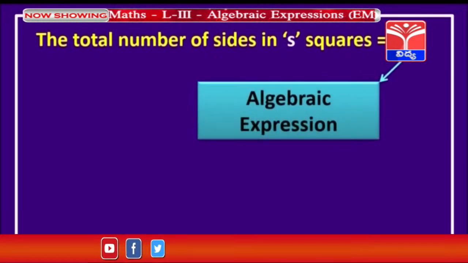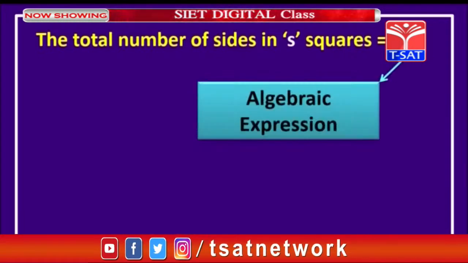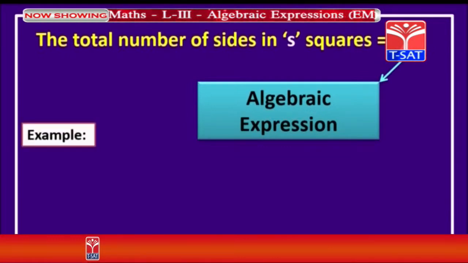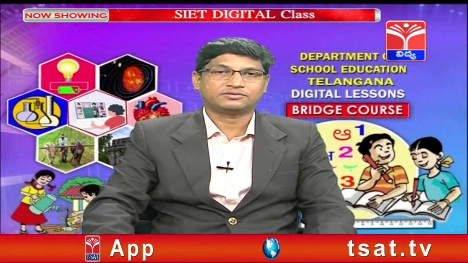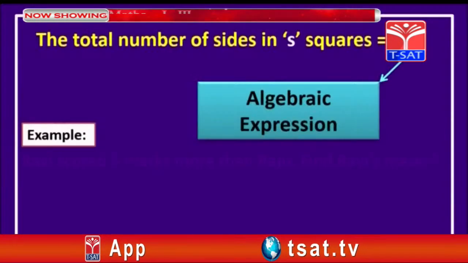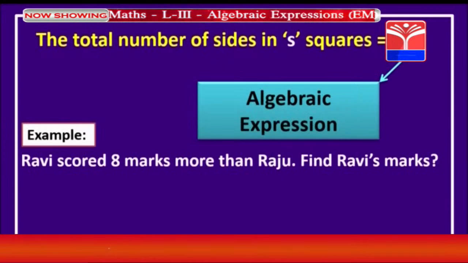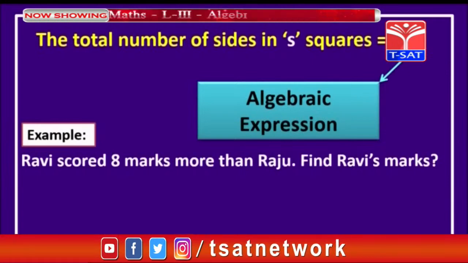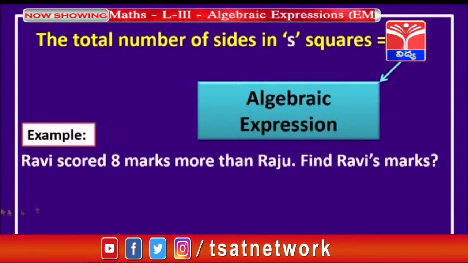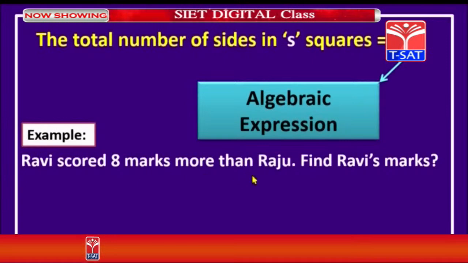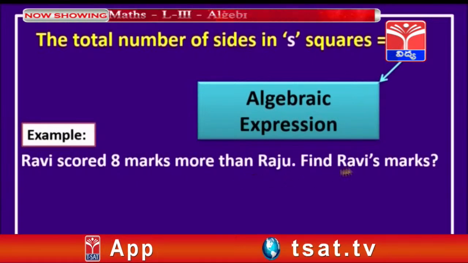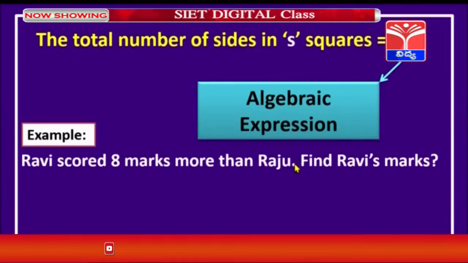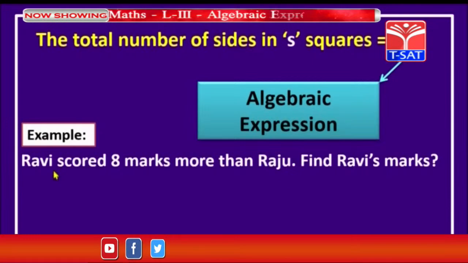So children, the total number of sides in s squares is 4s. Now this 4s we generally call an algebraic expression. So let us take an example, children, of how to frame an algebraic expression. Okay, children, let us see the example. Ravi scored 8 marks more than Raju. Find Ravi's marks. Now read the question carefully, children. Here Ravi scored 8 marks more than Raju. So here we are finding Ravi's marks. First of all, Raju's marks are not known to us. Then how to find Ravi's marks?